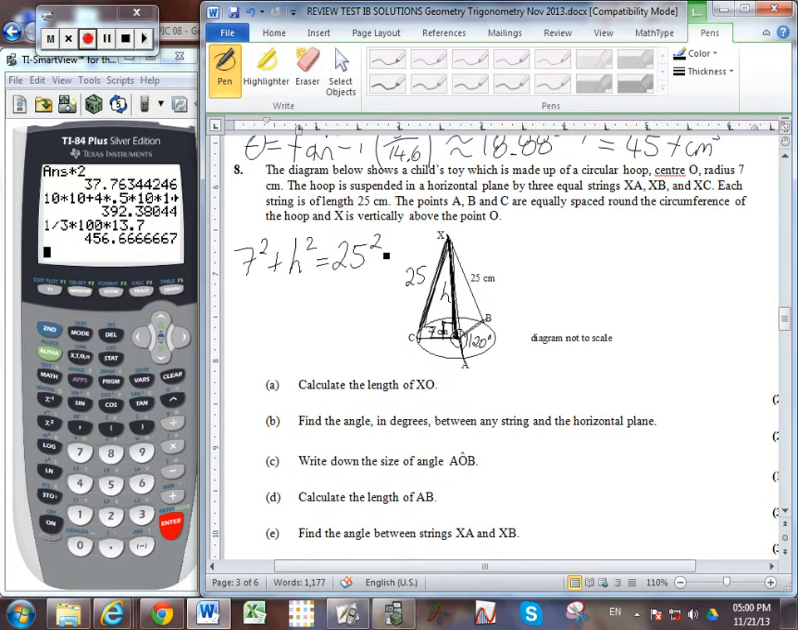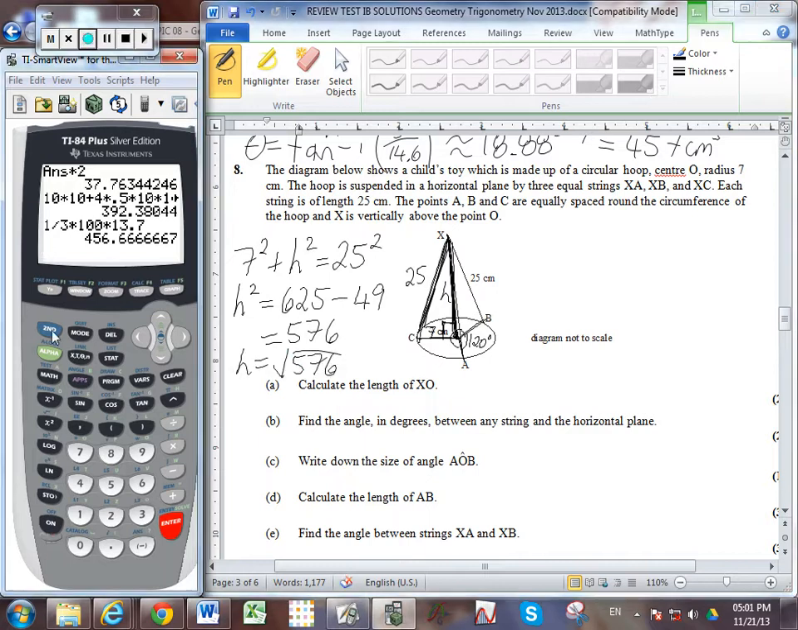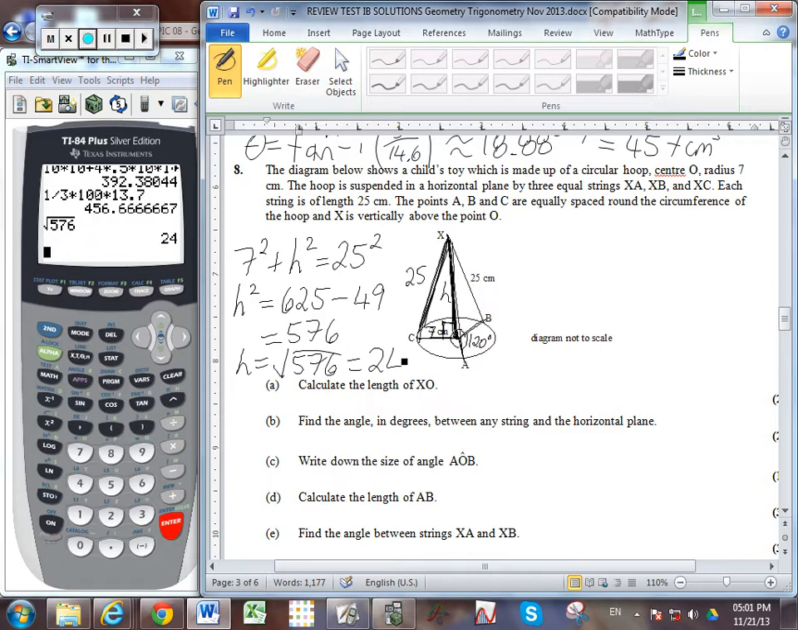Really common for students to make mistakes and get the substitution backwards, so please be careful. H squared then will equal 25 squared minus 7 squared, and that gives you 576, and so h will equal the square root of 576, and the square root of 576 is 24. And so our height then is 24, and our units centimeters. So we found our height, the length of XO, 24 centimeters.